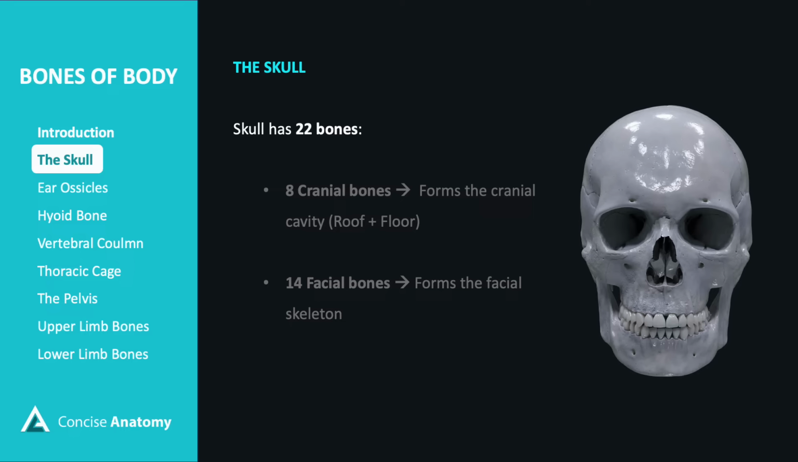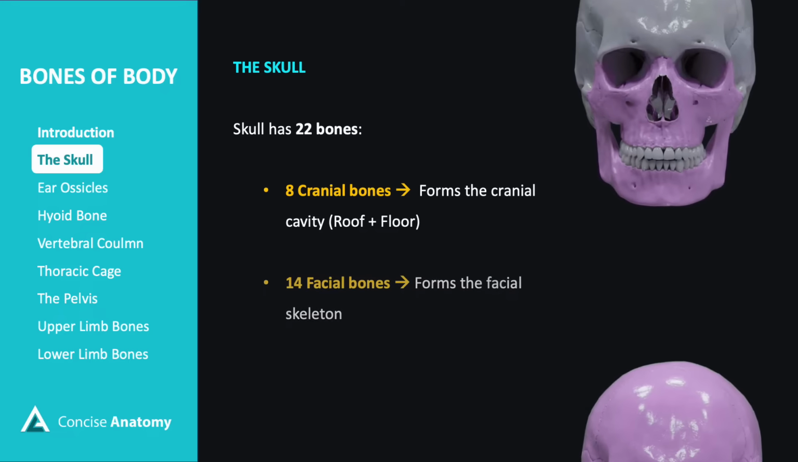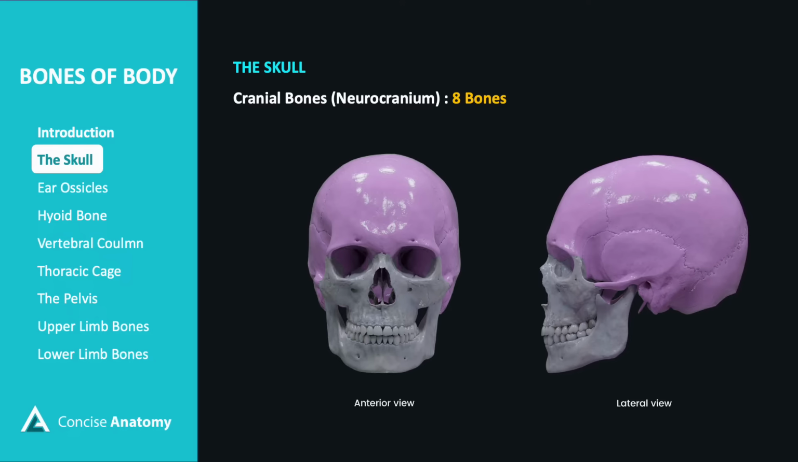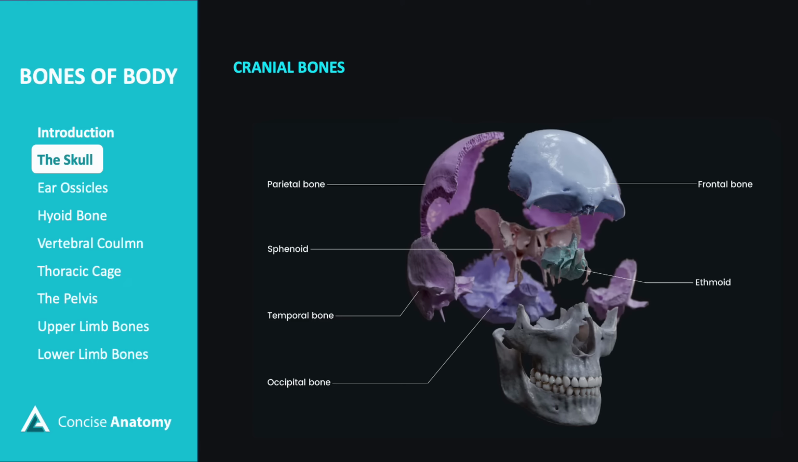The skull consists of 22 bones, 8 cranial bones, which form the cranial cavity, and 14 facial bones, which form the facial skeleton. Here are the bones forming the cranial cavity, which protect the brain. It includes 8 bones, some of which are deeply located and less visible. Here are the disarticulated cranial bones, revealing some of the hidden bones, such as the sphenoid and ethmoid.